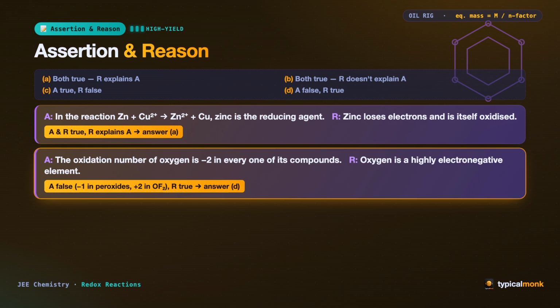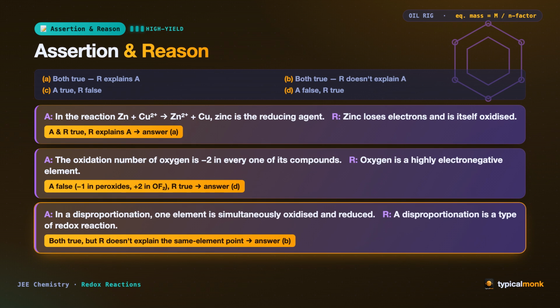Second pair. Assertion, the oxidation number of oxygen is -2 in every one of its compounds. Reason, oxygen is a highly electronegative element. The reason is true, but the assertion is false. Oxygen is -1 in peroxides and +2 in oxygen difluoride. So the answer is D.